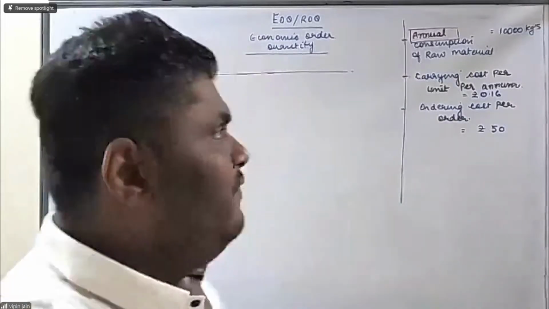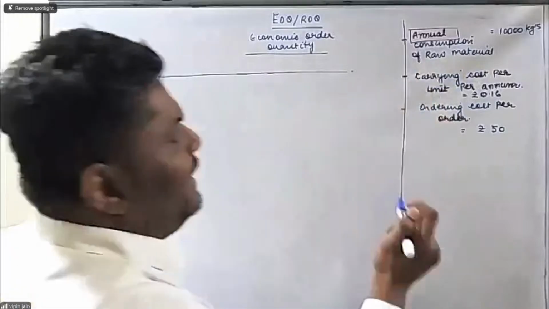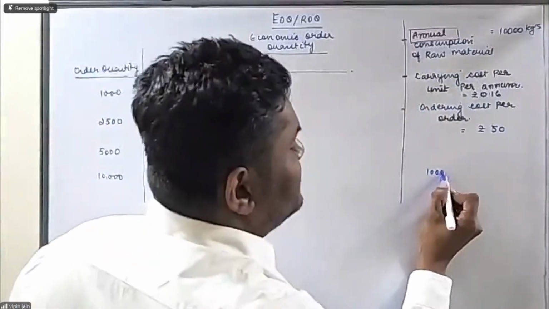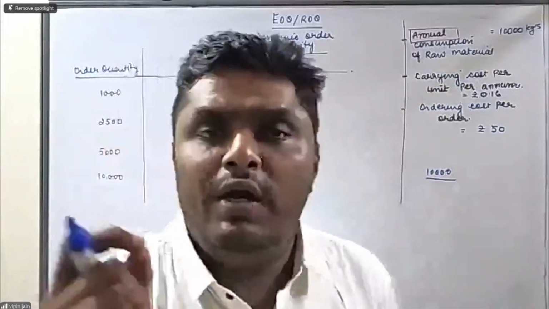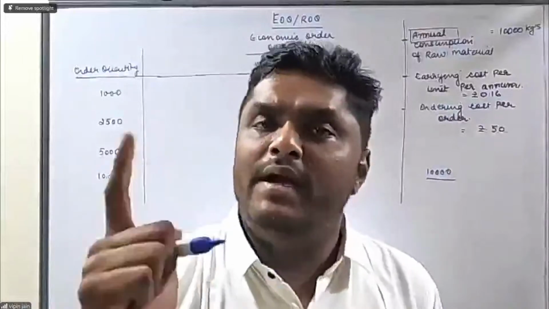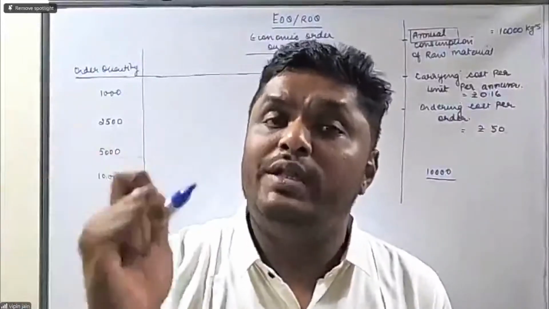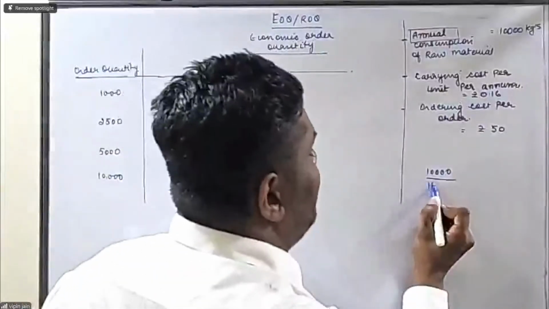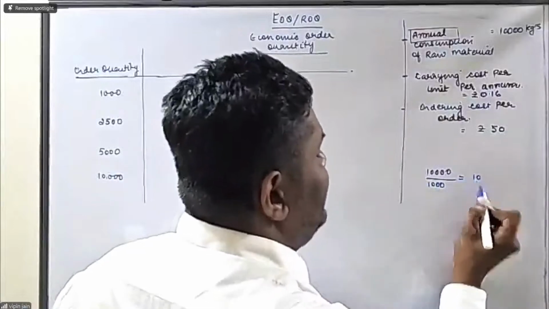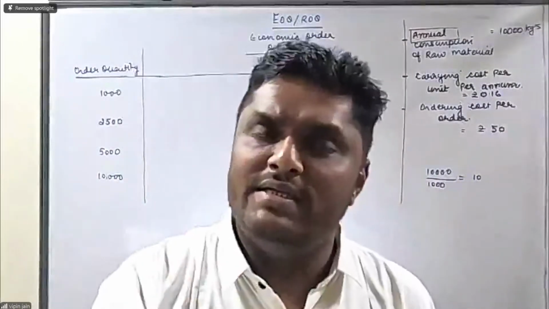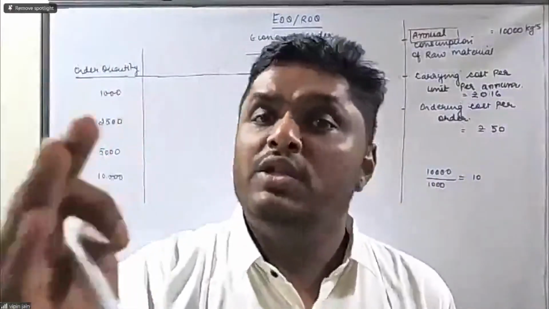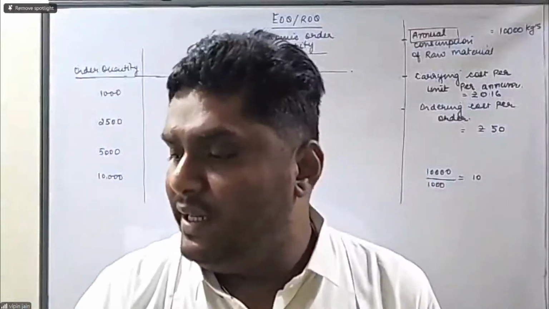So guys, very simple. My annual requirement is 10,000 kgs. And if I order 1,000 units in one go, how many orders will I have to place? Very simple. I will have to order 10 times. 1,000 at a time; if we need a total of 10,000, how many times do we have to place an order? 10 times.